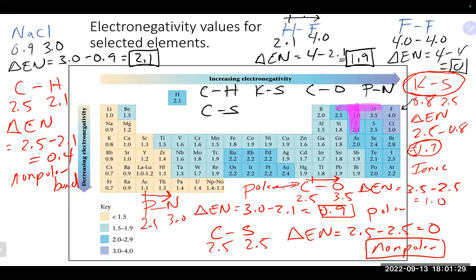And again, if you see something in the non-metal region that has that diagonal relationship, not exactly right diagonal, but kind of over one in terms of diagonal, you might be into something that has the same electronegativity value, so you might want to check it. Any questions on electronegativity, how to use it to determine polar, non-polar, or ionic bonds?